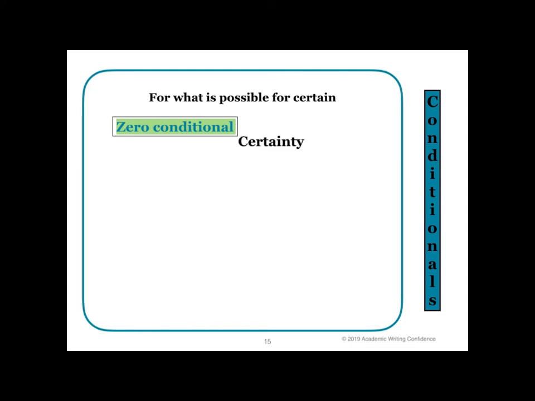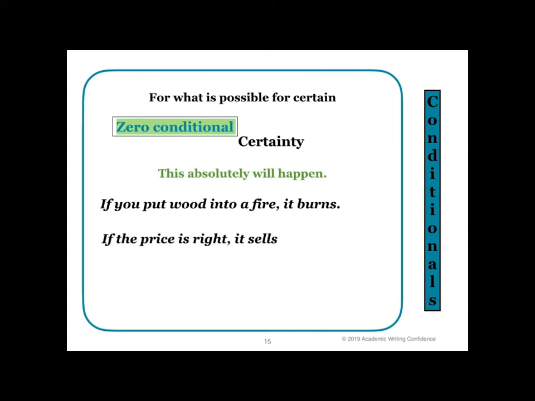And finally, for our zero conditional type sentence, when something is possible for certain, this absolutely will happen. If you put wood into a fire, it burns. This is something that will happen for certain. Now here's another example. If the price is right, it sells. And here's one more. If I eat peanuts, I get a rash. Now this is something that happens for certain for some people.